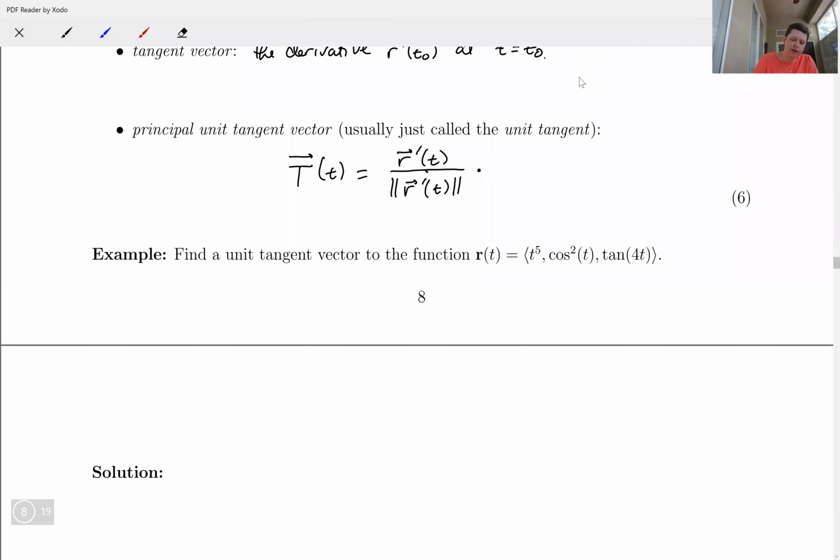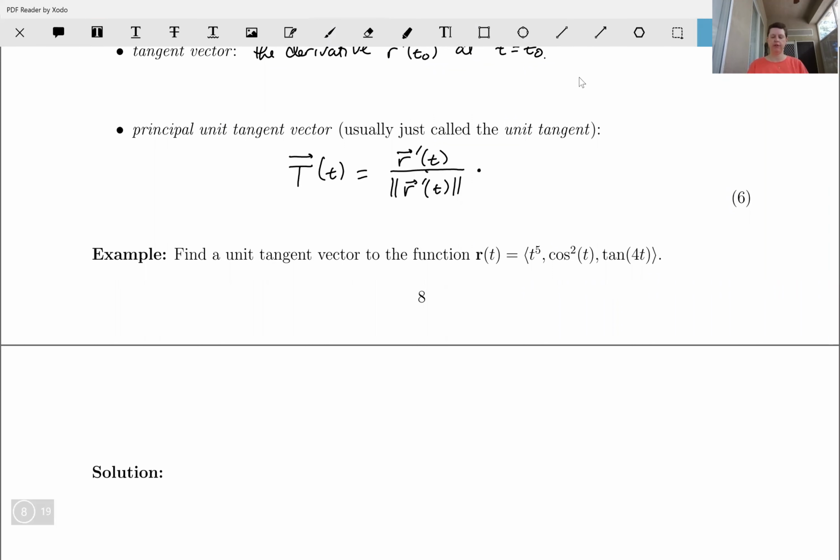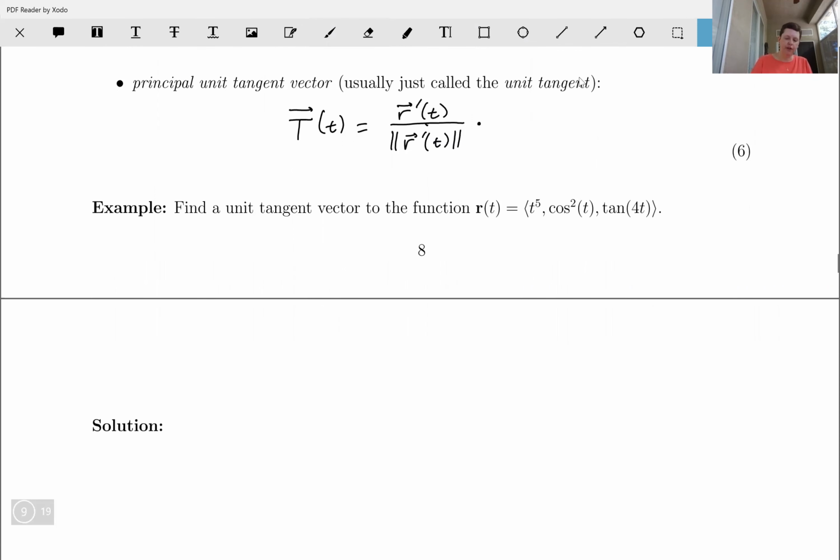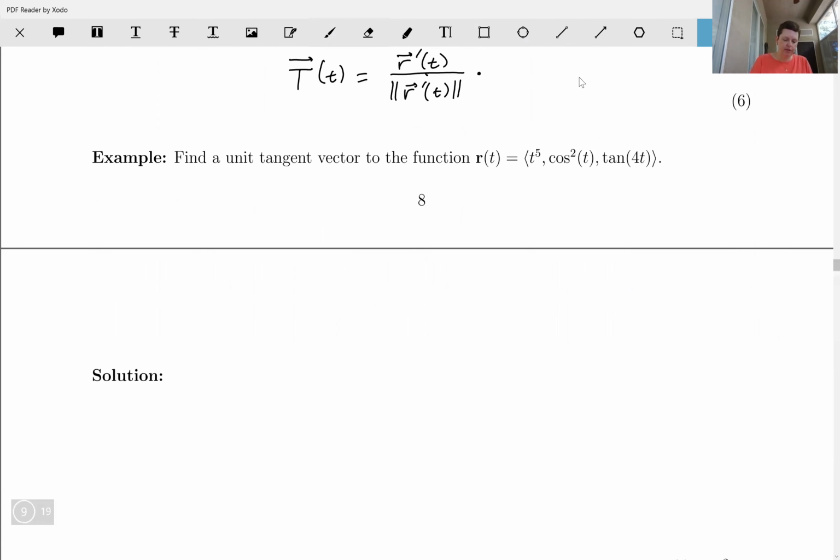Okay, let's do an example. Let's find a unit tangent vector to the function r of t, whose components are t to the fifth, cosine squared t, and tangent of 4t. So first of all, we take the derivative. So what is r prime of t?